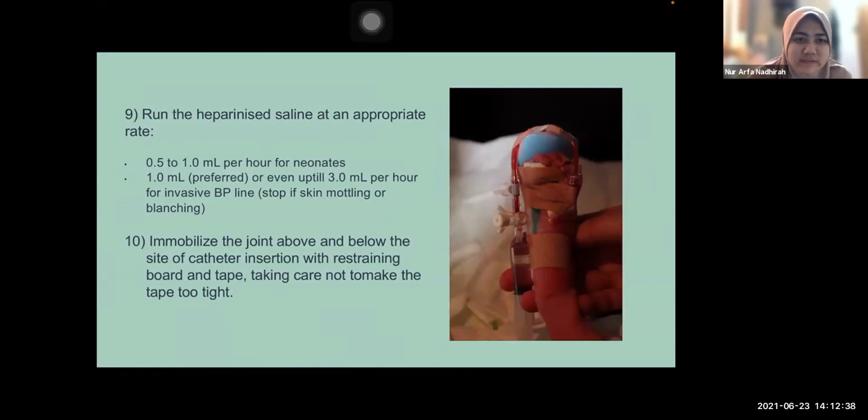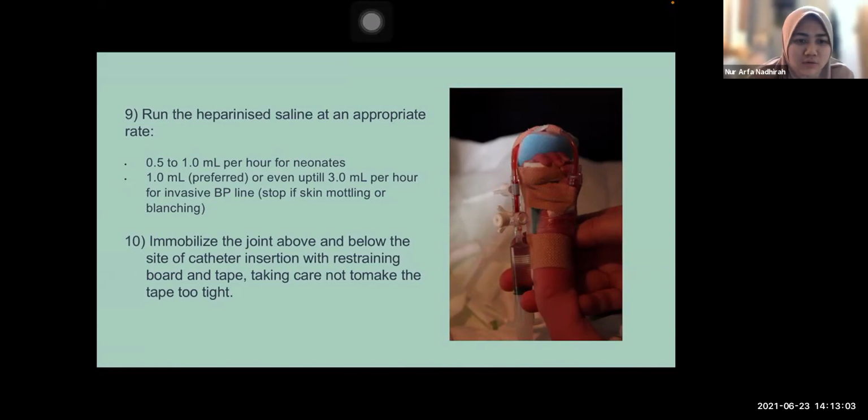Okay, next we run the heparinised saline at an appropriate rate. For neonates, usually we give 0.5 to 1 ml per hour, and up to 3 ml per hour for blood pressure monitoring. However, we will stop if you can see any skin mottling or any blanching.